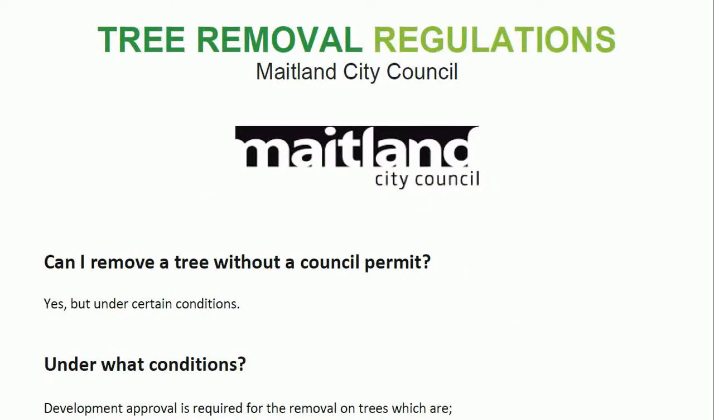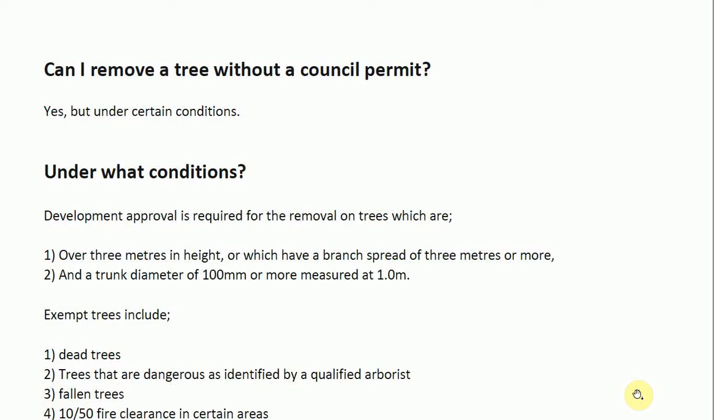Okay, first up, can you remove a tree without council permit? You can, but only under certain conditions. So what's called development approval or a tree removal application is required for tree removals, which are trees that are greater than 3 meters in height or which have a canopy spread of more than 3 meters. So 3 meters high, canopy spread 3 meters, or a trunk diameter of more than 100 mils when measured 1 meter from the ground, so 10 centimeters. So generally a fairly small tree you can remove. So anything under your gutter line, basically, of a single-story house, you should be able to get away with.